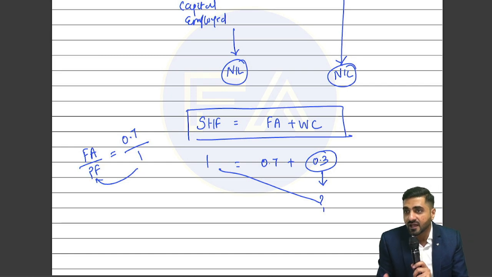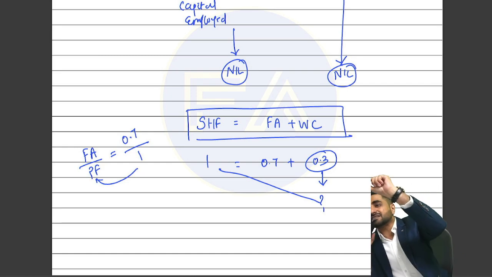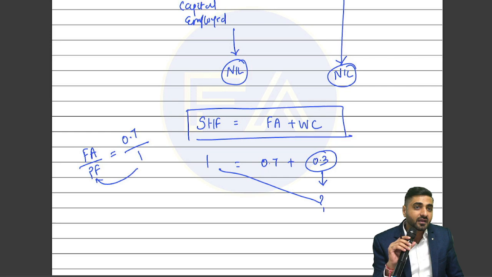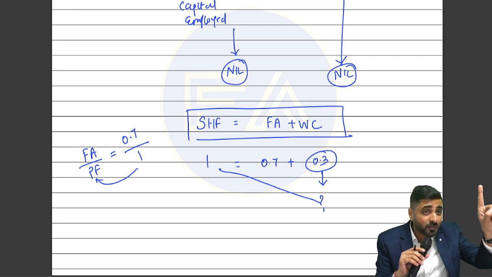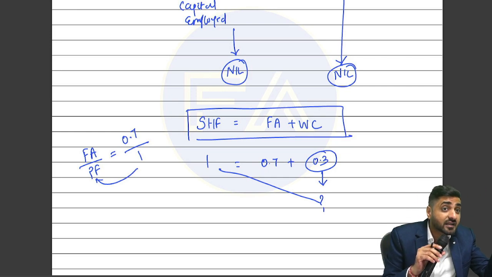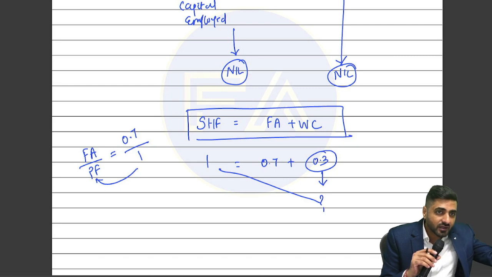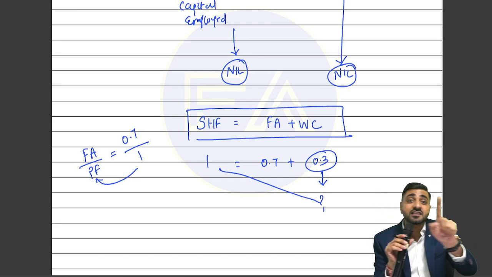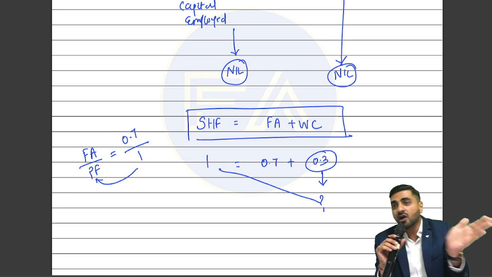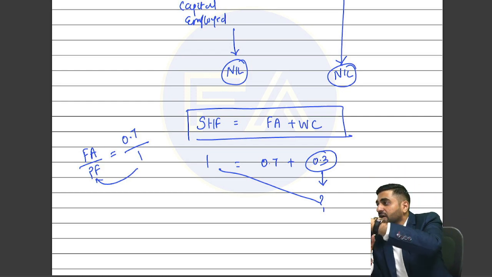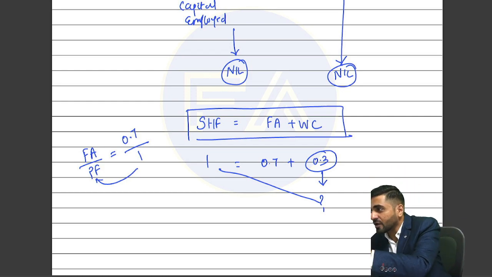Yes, sir. Again, I am repeating: if fixed assets to proprietor's fund is 0.4:1, then on 1 rupee of proprietor's fund, how much is invested in fixed assets? 0.4. Can I say on 1 rupee of shareholders' funds, 0.4 is invested in fixed assets? So how much is working capital, 0.6? If the ratio is 0.3:1, on 1 rupee of shareholders' funds, 0.3 is invested in fixed assets. How much is the working capital?